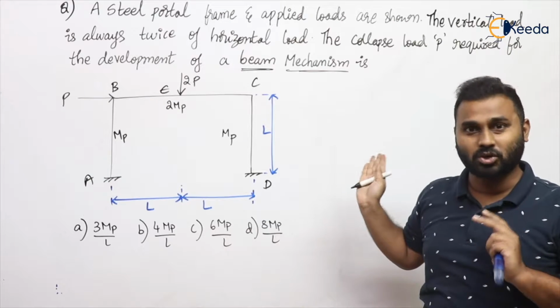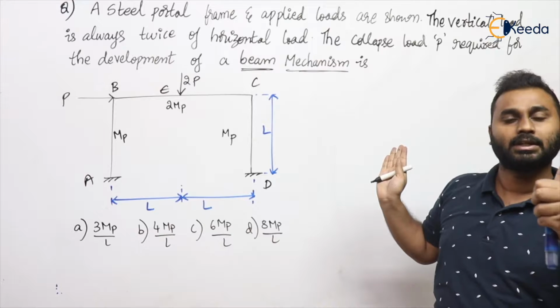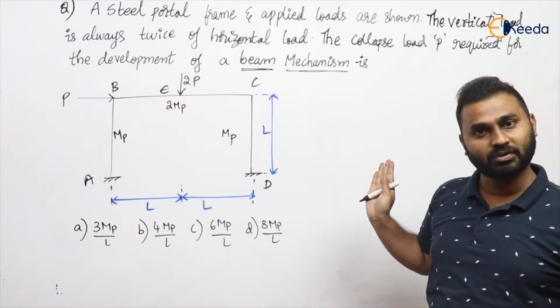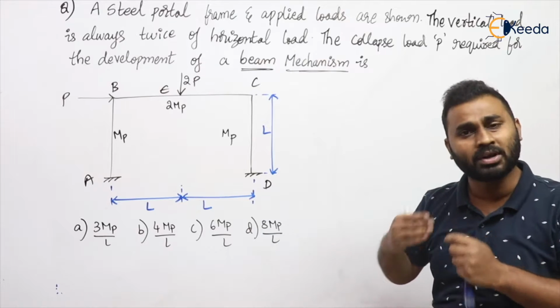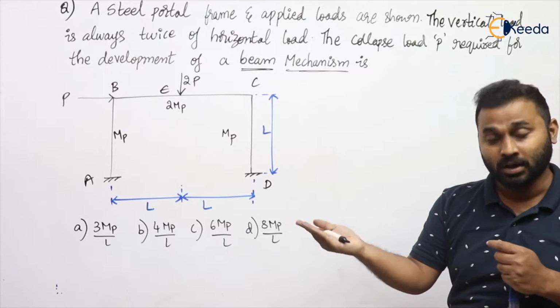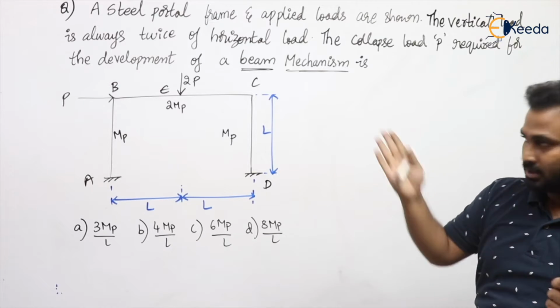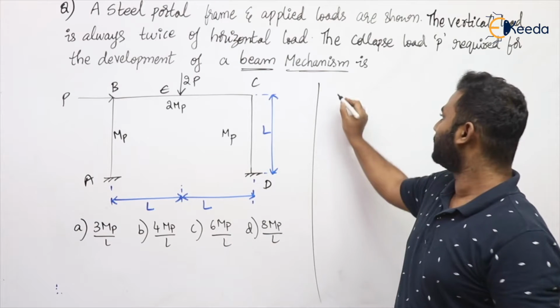Undoubtedly, questions from this topic, plastic analysis of beams and frames, come for 2 marks only. If you practice more and more, it is very easy to get those 2 marks. Solve those questions, and by solving we will get 2 marks. Is that clear? Now we will see the solution for it.